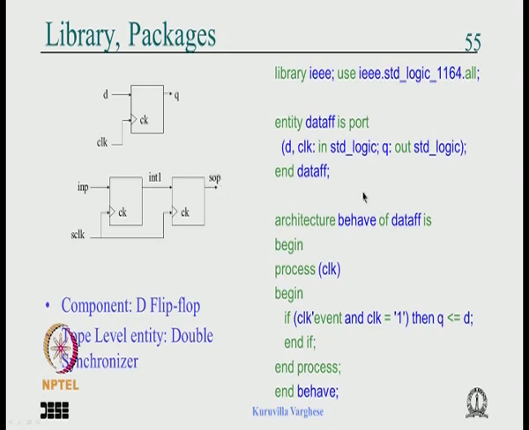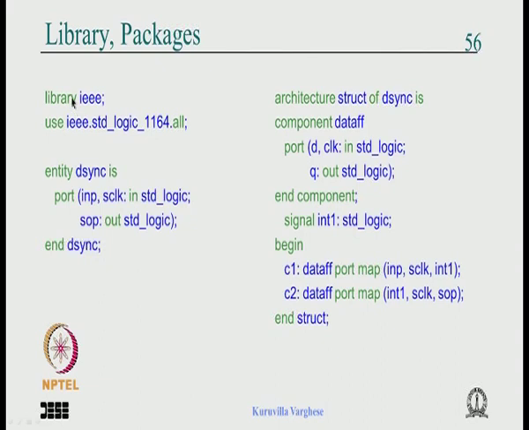So we have seen how normally we write it. The library, the package, entity, D and clock are the inputs, Q is the output, and this is the behavioral code. The process clock, begin, if clock event, clock is equal to 1, Q gets D, end if, end process and so on. Now we are going to look at this particular code. So we have the library, entity, these are the inputs, S clock is the input, SOP is the output.